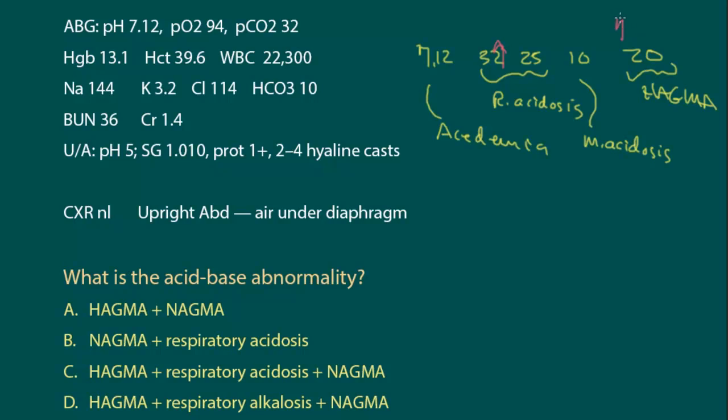Anion gap is 20. That is 14 above normal. Bicarb is 10, which is 15 below normal. 14, 15. No other metabolic issue going on. So this patient has a HAGMA and a respiratory acidosis.